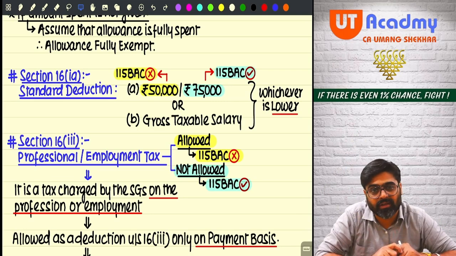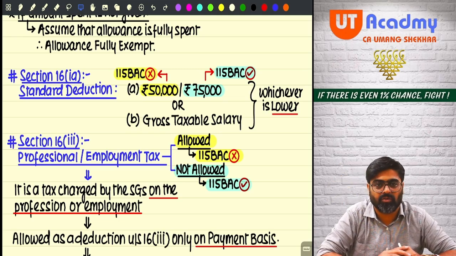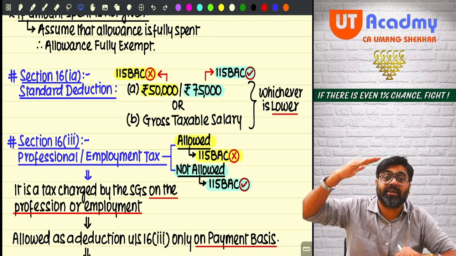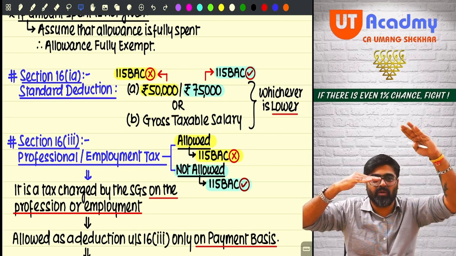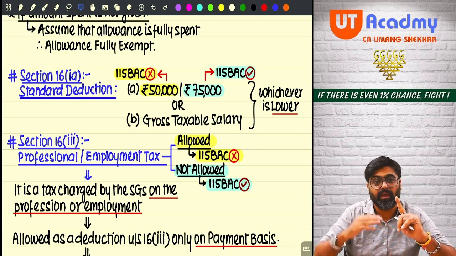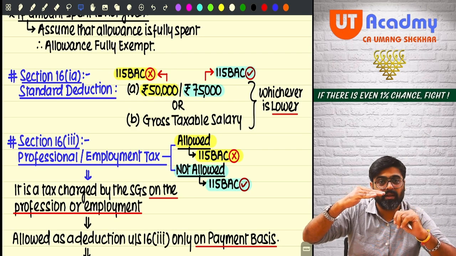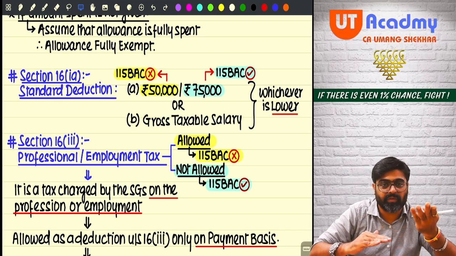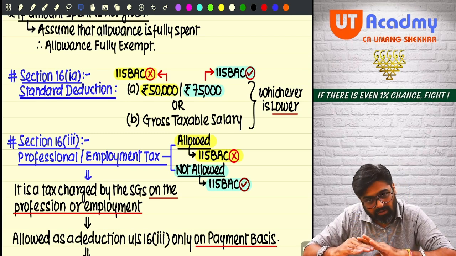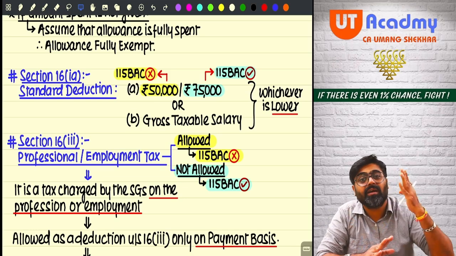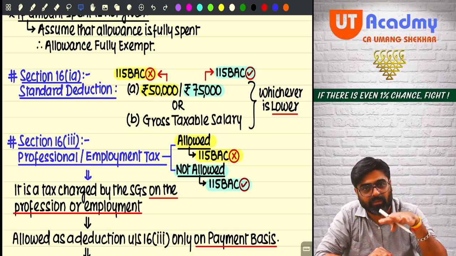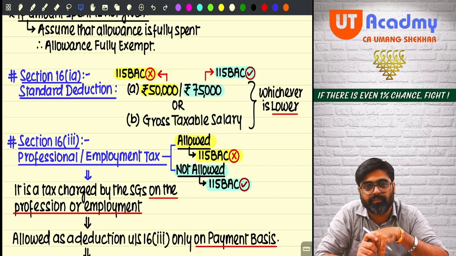But what if this year's salary is only 30,000? Are you still going to get 50,000 standard deduction? No, you will now get only 30,000. So your standard deduction will be restricted to the maximum of your gross taxable salary. If your gross salary is less than 50,000, whatever your gross salary is, claim that as your standard deduction. The same logic applies when the standard deduction limit is 75,000. Same logic applies. Got it?